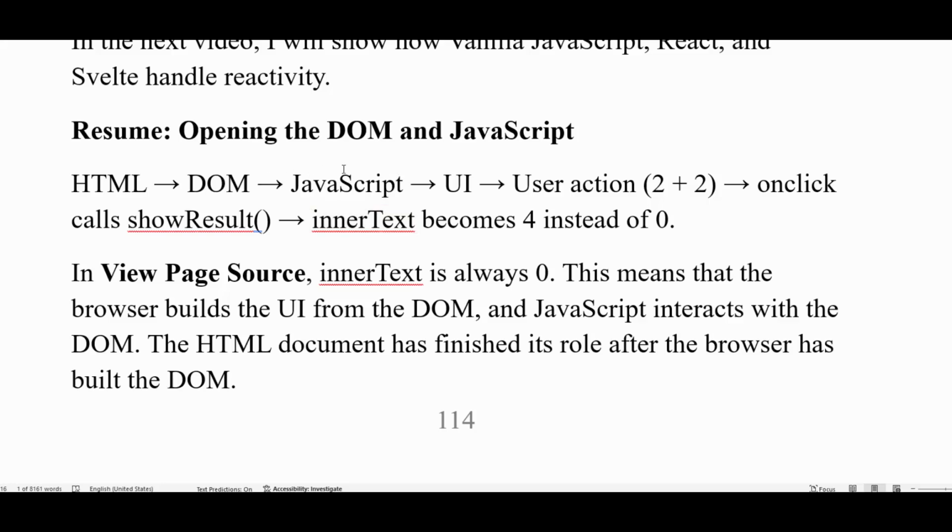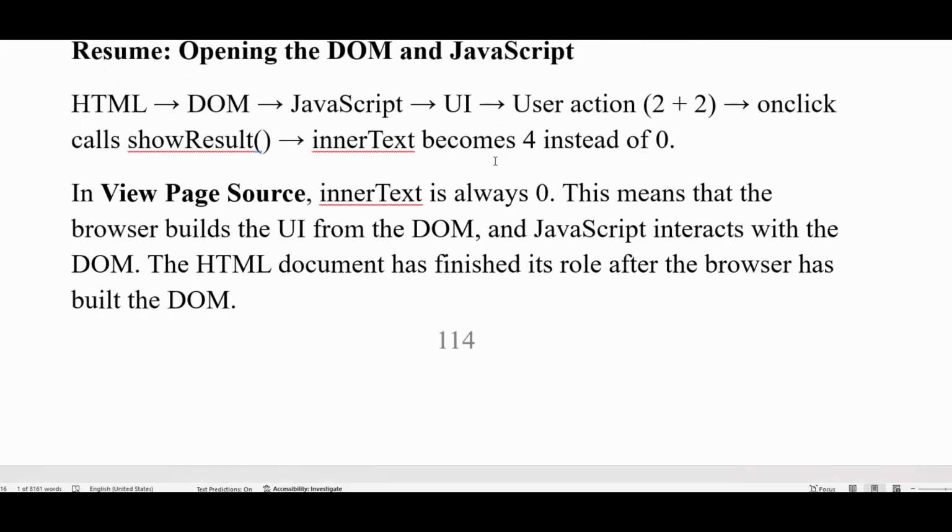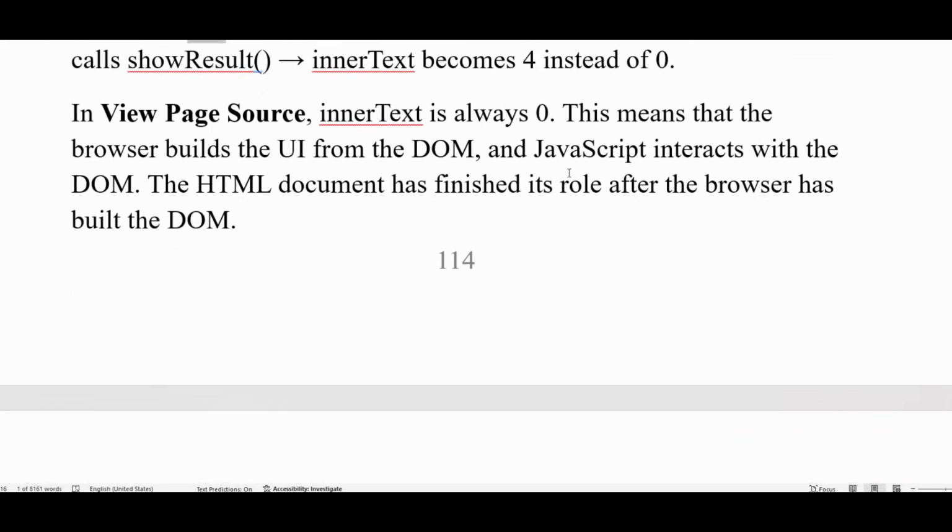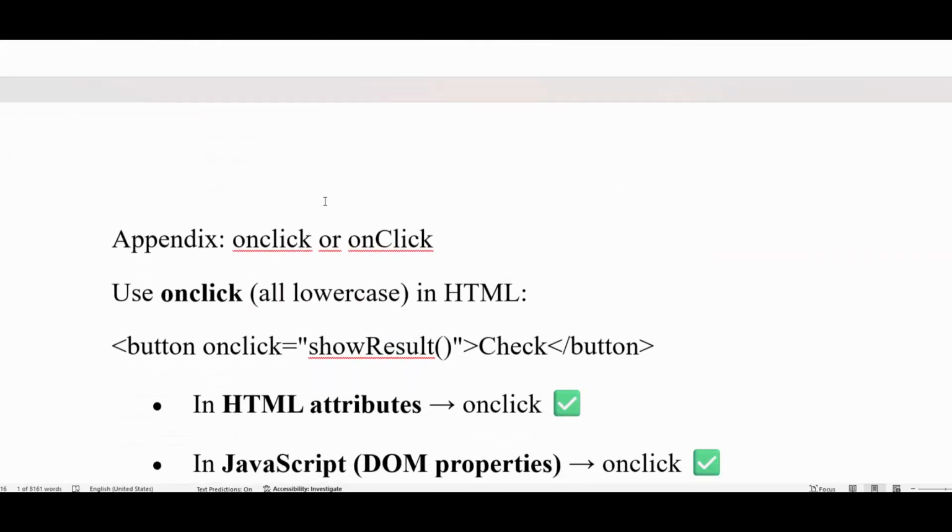Resume. Opening the HTML, DOM, and JavaScript: HTML, DOM, JavaScript, user interface, user action 2+2, onclick calls showResults, innerText becomes 4 instead of 0. In view page source, innerText is always 0. This means that the browser builds the user interface from the Document Object Model and the JavaScript interacts with the DOM also. The HTML document has finished its role after the browser has built the DOM.